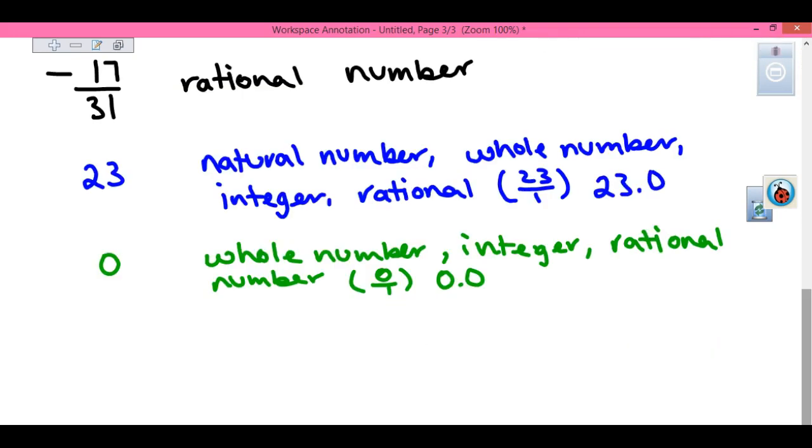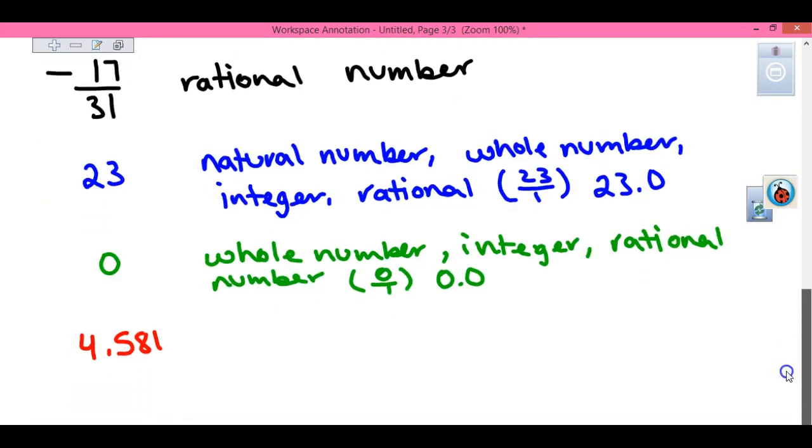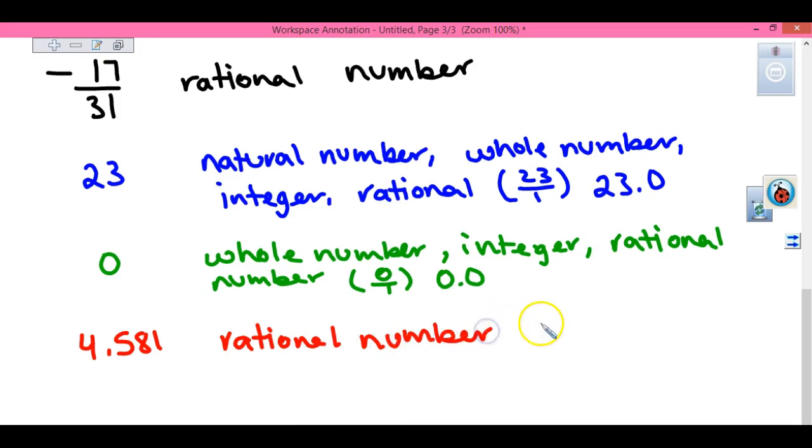What about if we have 4.581? Would this be a natural number? No. What about a whole number? No. What about an integer? No. No decimals in the integers. So would this be a rational number? Yes. Can we write it as a fraction or in fraction form? So what would we write? 4581 over 1,000.